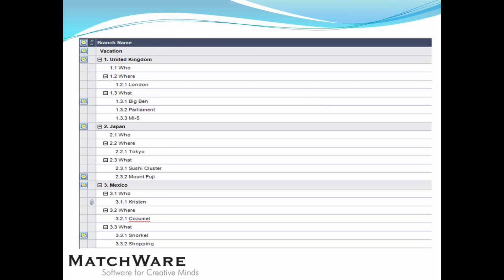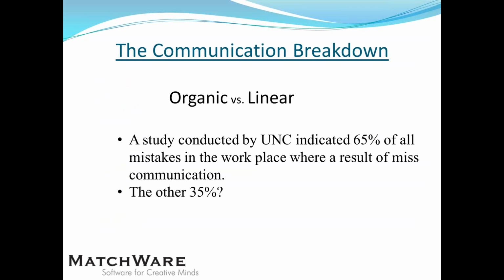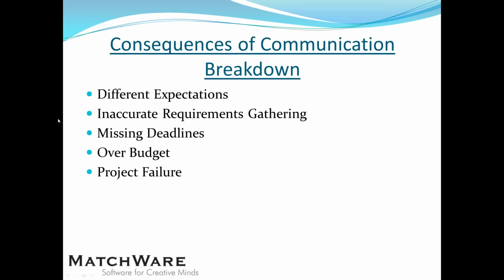So not only do our minds process information better in a structure, but if you can put it in a mind map, you can process the information a lot quicker. So the reason I'm explaining all this and the benefits of mind mapping is because that's really the breakdown, organic versus linear, that we see in the workplace. And you'll notice the statistic here that 65% of all mistakes in the workplace are a result of miscommunication. It's because we all process information a little bit differently.